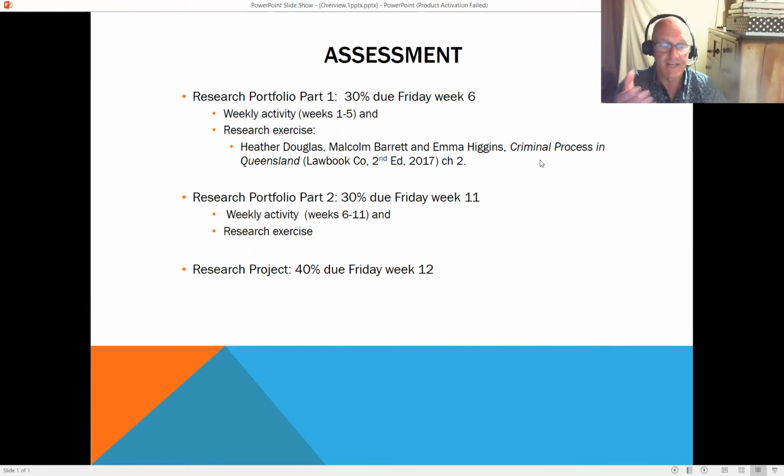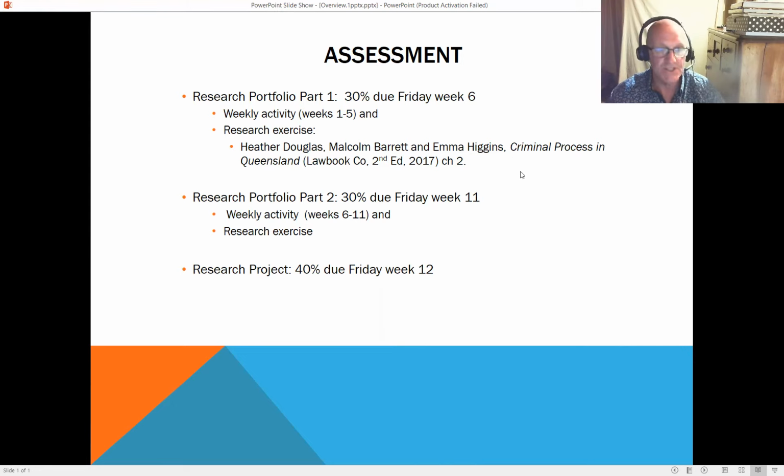Now, the weekly activity consists of going to your weekly notes that you've been given, going to the part that's described as the module workshop, and there you'll find some exercises that are written in red ink. And they are your weekly activities. You perform those, you write when it's required to do so, and you provide those in week 6. You do each week from week 1 to 5, and then you provide all of them together in week 6, and that's the weekly activity component of the portfolio.